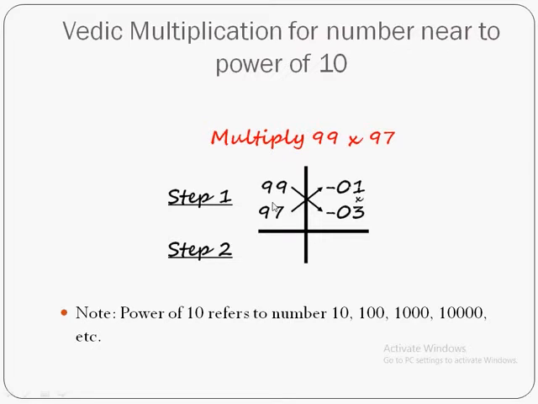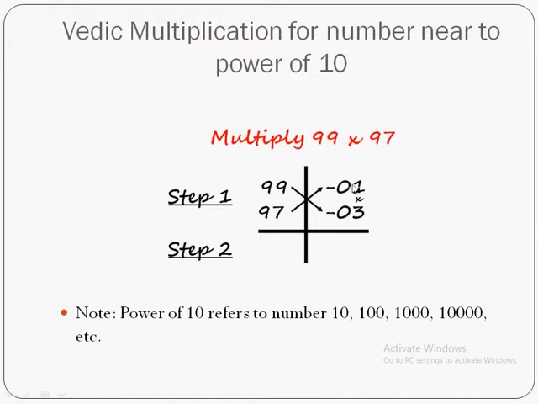Now when we are multiplying numbers which are lesser than the power of 10, we have to count the number of digits. Here these are 2 digits. So whatever the difference is, we have to manage and fill it in this 2 digit format. Now 99 is less by 1, and 97 is less by 3.